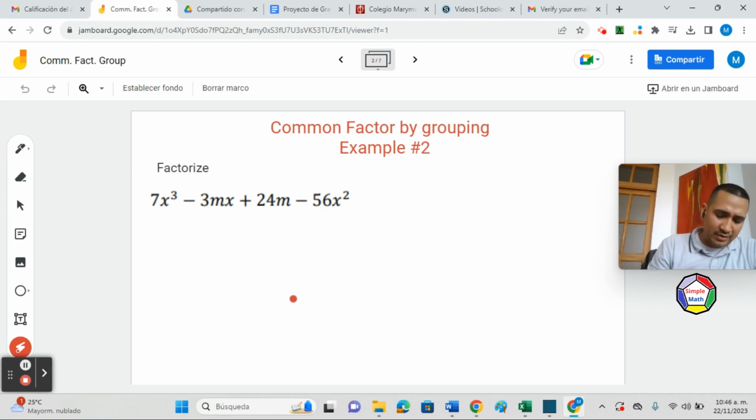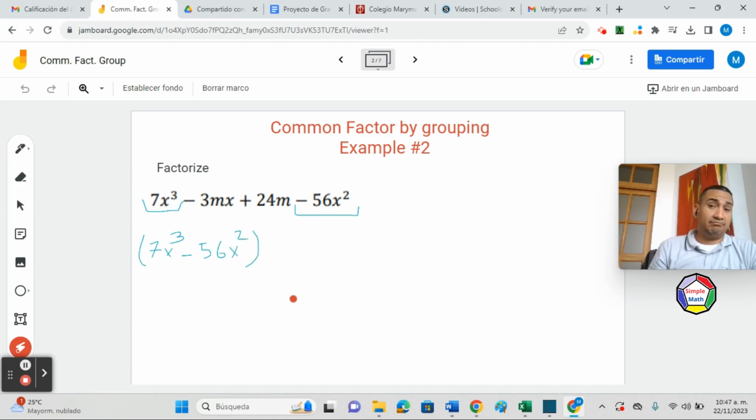Before doing the groups, I will use small boxes like this. I will join this one with this one, yes, I will put them in the same group. So I will open a parenthesis. So this is 7x exponent 3 minus 56x raised to the second power.